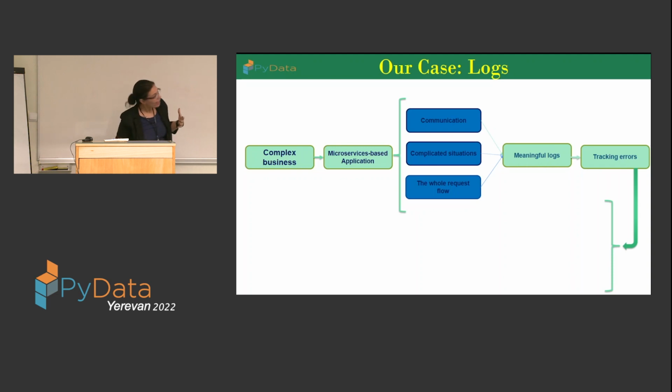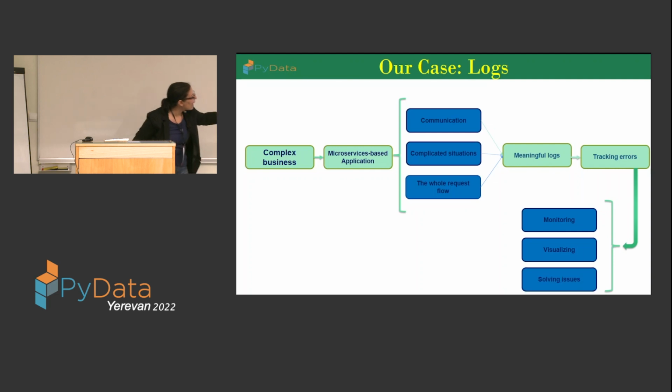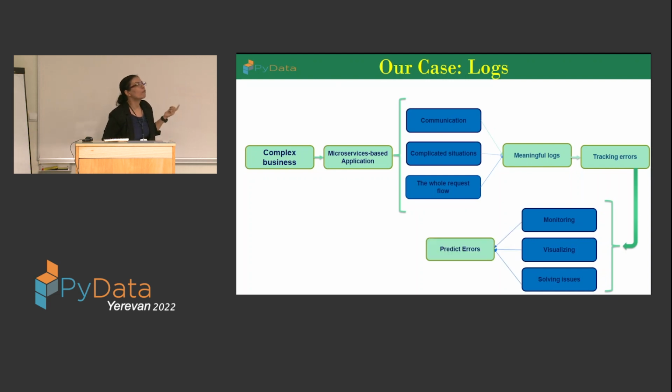When you want to track errors, you do it by monitoring, but also visualizing, and with monitoring and visualizing, you can solve the issues. But you have many small services. They talk together. All of them produce logs, and it becomes complicated. So you go, as we know, to predict errors, because when you predict errors, you can filter your monitoring. You can have a better visualization, and also you will be ready for solving the issues.